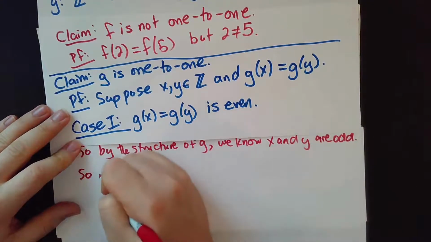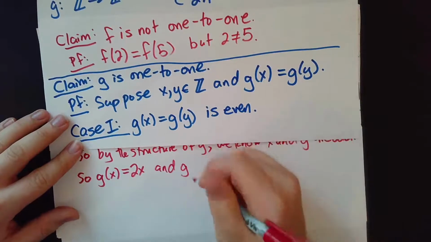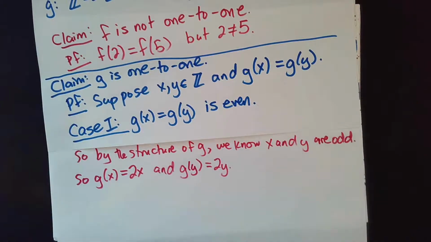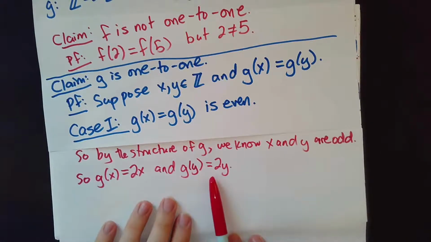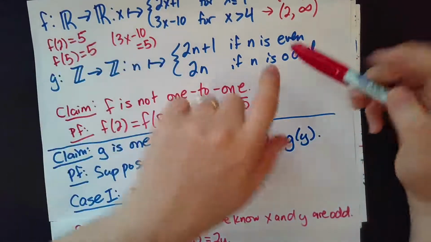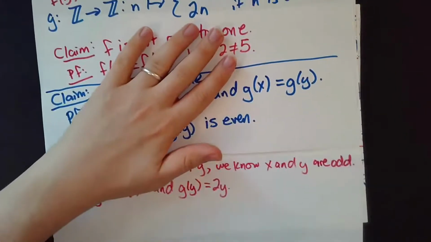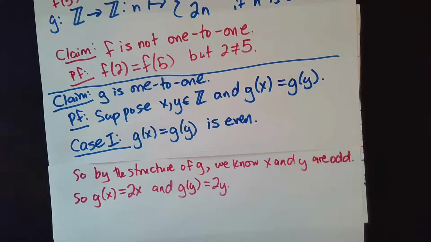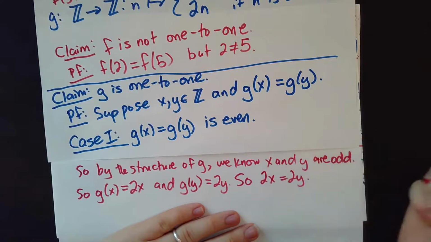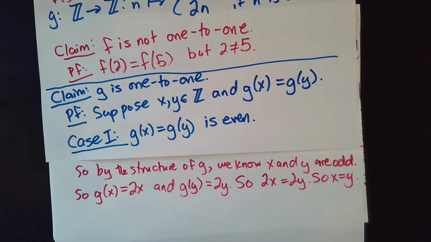Namely, g of x is 2x, and g of y is 2y. Okay. And the reason for that is that as soon as x and y are odd, then when I look at my description, the input is odd, so I go to this row, and my output is twice the input. So that tells me that 2x is equal to 2y, and so x is equal to y. Great.